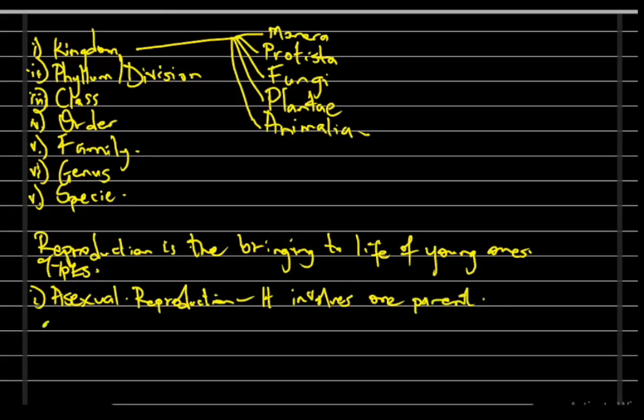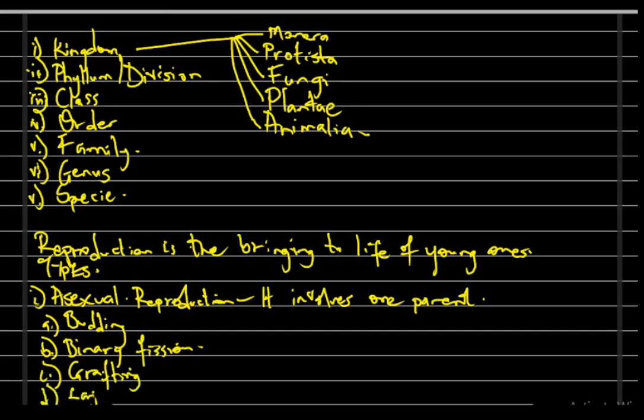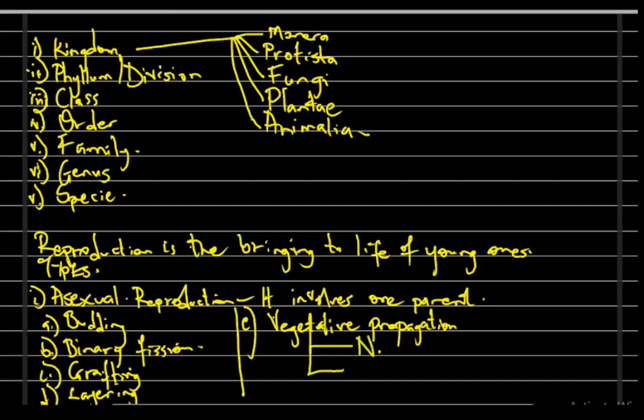Under asexual here now is where we now have the different examples. Talking about budding. We have budding, we have binary fission, we have grafting, we have layering, we have vegetative propagation, and we have two types of vegetative propagation. They are of two types. We have the natural vegetative propagation and we have the artificial vegetative propagation.